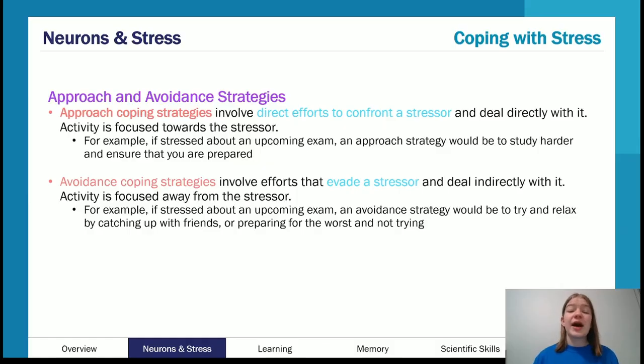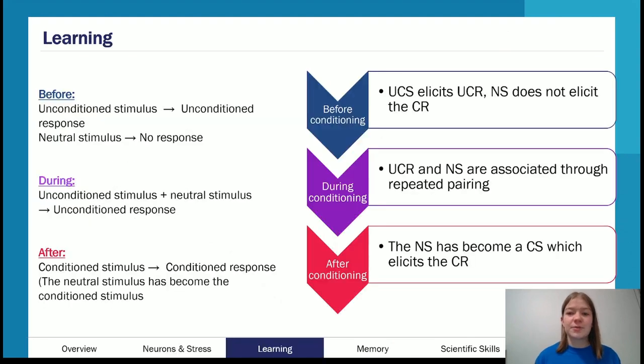So we can think about our approach and avoidance strategies, where approach ones involve direct efforts to confront a stressor, and avoidance strategies are more about evading it and not kind of dealing with it. Each of these can be useful depending on the situation, but often the approach coping strategy might be a bit more adaptive. That's our nervous system and stress part.